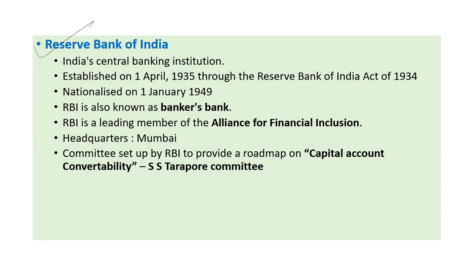Now, the Reserve Bank of India, India's central banking institution, was established on 1st April 1935 through the RBI Act of 1934. Remember this. It was nationalized on 1st January 1949. So it came under the Government of India's control on 1st January 1949. Okay, so remember these 2 important dates. RBI is also known as the Bankers' Bank, and is a leading member of the Alliance for Financial Inclusion. We will be reading about this in our later videos.